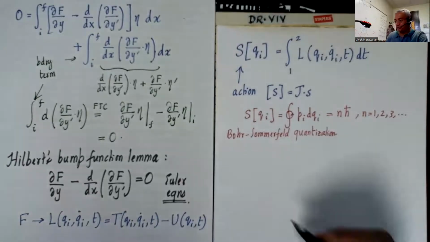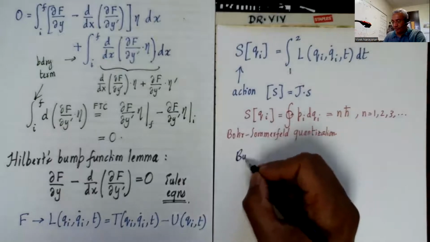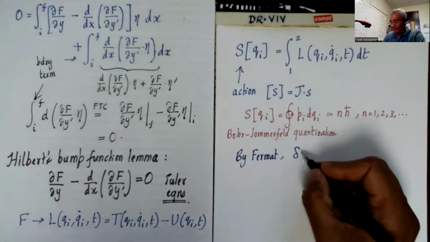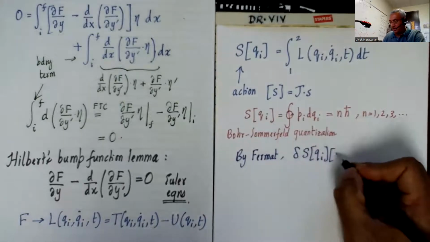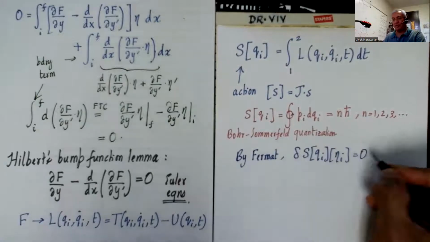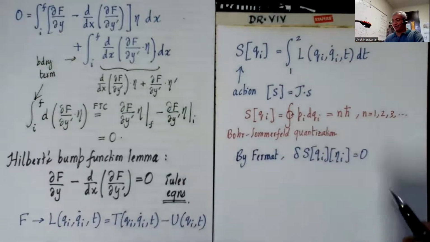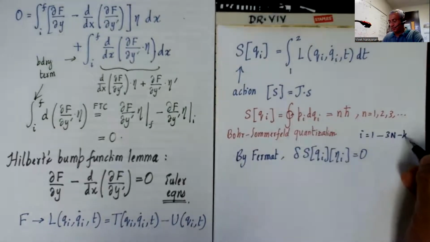So by Fermat's principle, let's come back to this now. By Fermat's principle, we should have delta S of Qi of eta I equal to 0. I'm imagining the exact same thing except in a much bigger space. Instead of R2, I have R to the power 3n minus k. Okay, so really big space. So I goes from 1 to 3n minus k here.